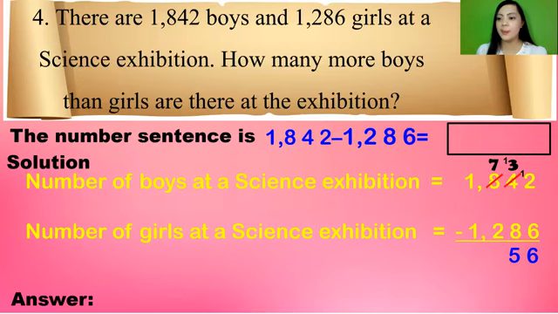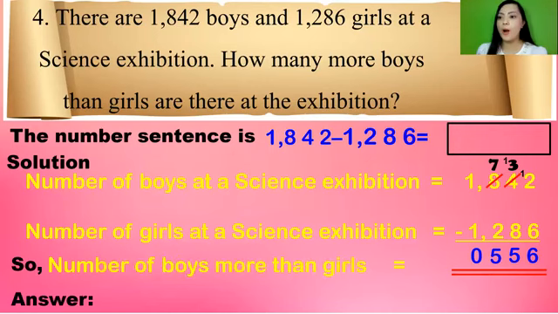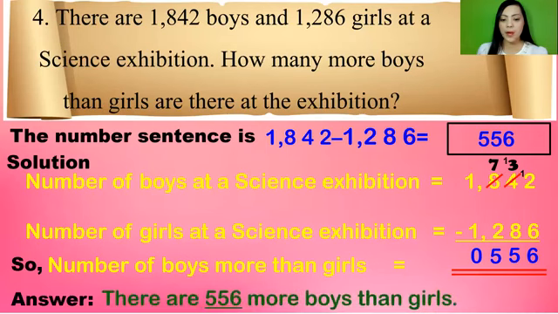And let's proceed to the hundreds place. 7 minus 2 is equal to 5. And 1 minus 1 is 0. So a number of boys more than girls is equal to 556. So the complete answer right there is there are 556 more boys than girls. Okay, so there you have it, the answer. Let's move on to question or word problem number 5, all right? So word problem number 5.